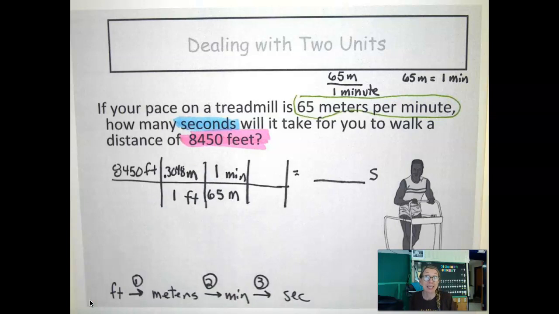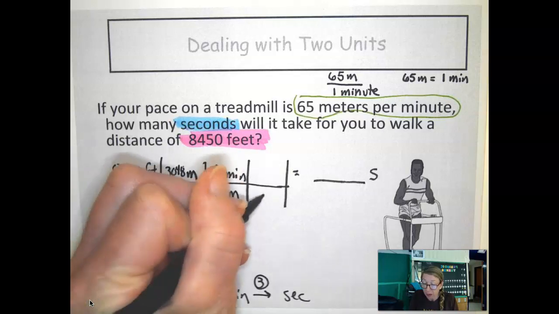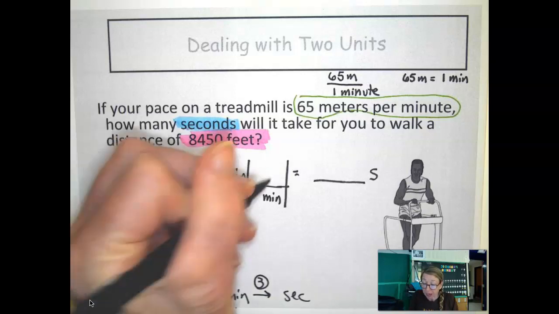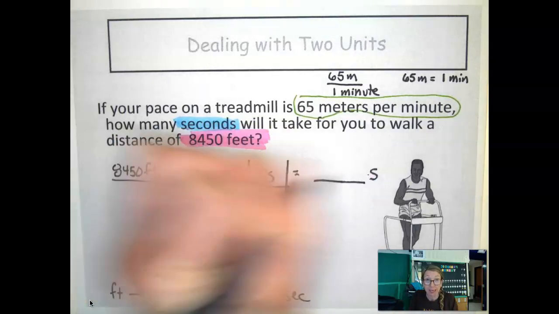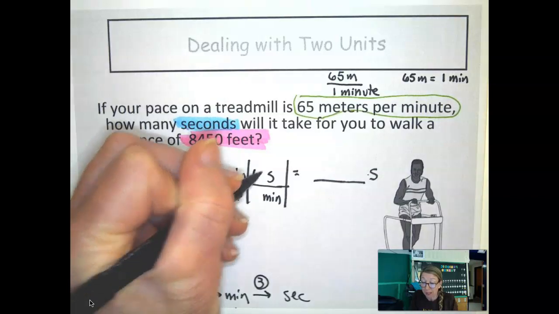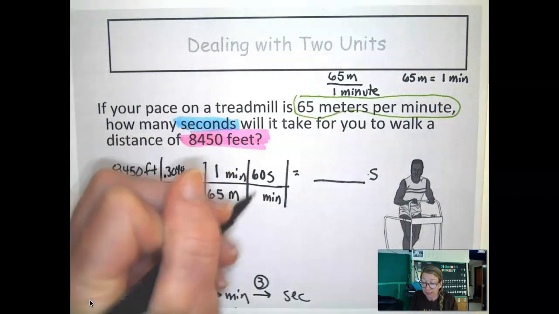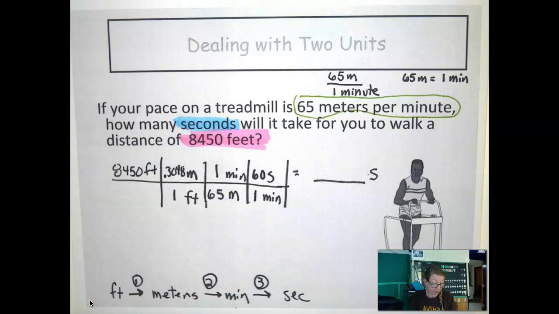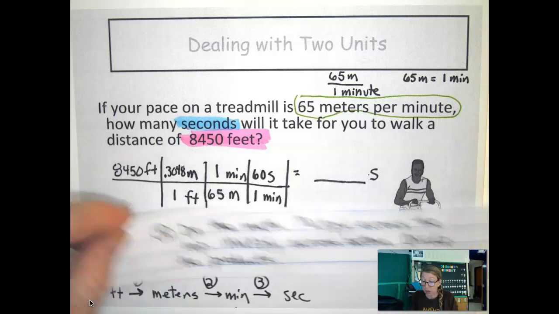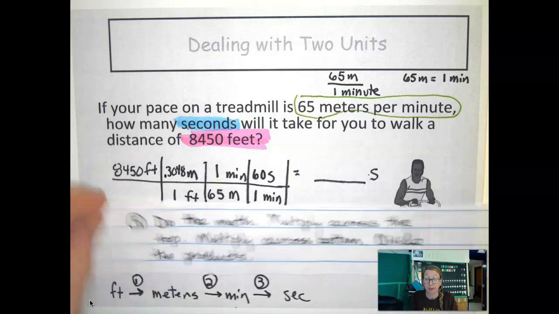My next step is to go from minutes to seconds. And that's pretty easy. Put the one we want to get rid of on the other side, our desired units. See how we end up here on the same side. And fill in how many of each. 60 seconds is 1 minute. So then I'm going to cancel out my units and do the math.